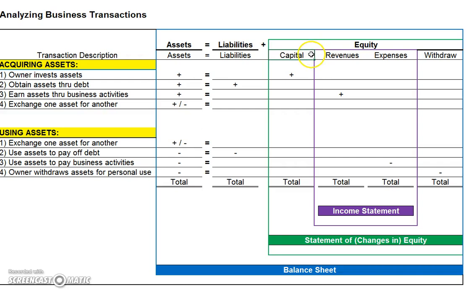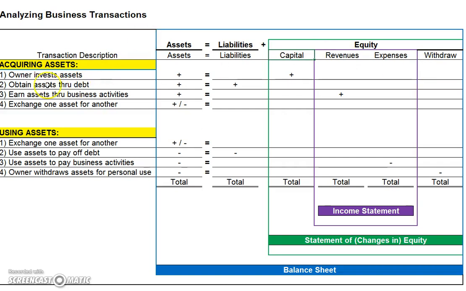Owner investments make equity go up, and net income makes equity go up. But net income is a formula also, which is revenues minus expenses. And then owner's withdrawals also makes equity go down. So we're going to discuss these formulas again as we move through the examples.